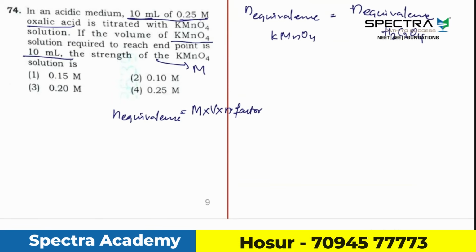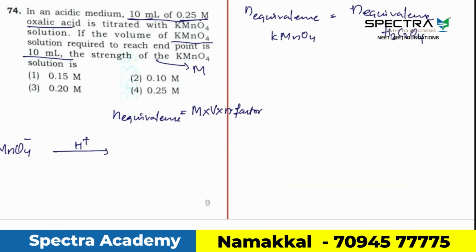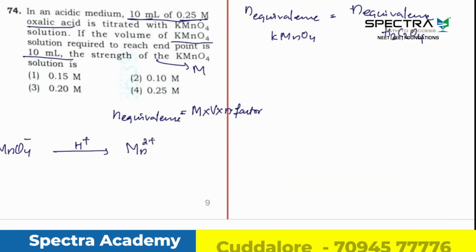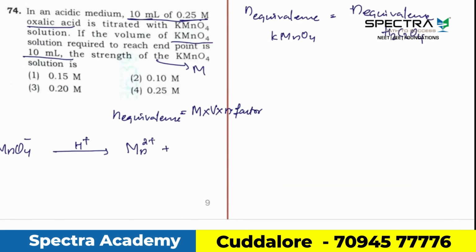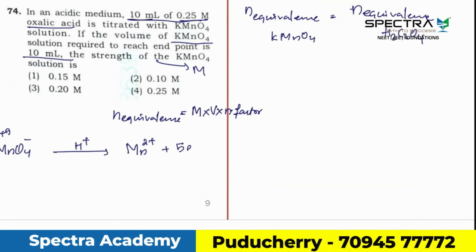So if you take KMnO4, I am taking MnO4 minus, the permanganate ion. MnO4 minus in acidic medium will get reduced to Mn2 plus. So we know that in MnO4 minus, manganese has a plus 7 oxidation state. When it is reduced to plus 2 oxidation state, 5 electrons will be accepted.